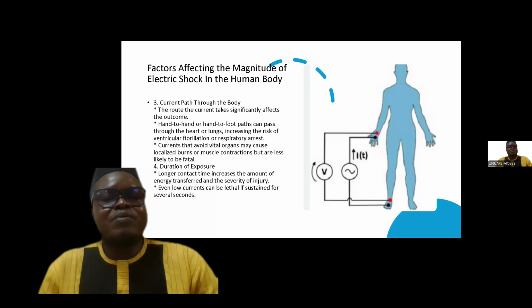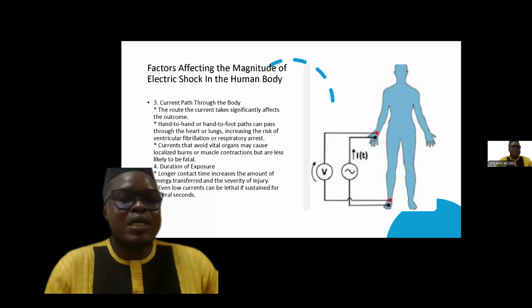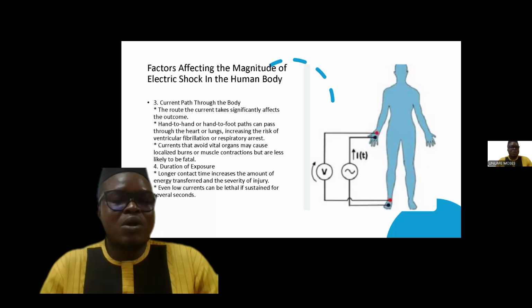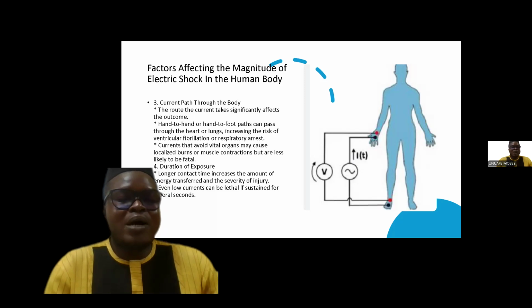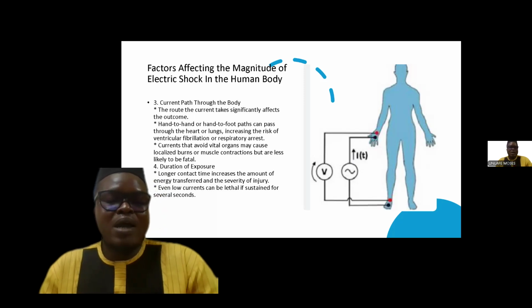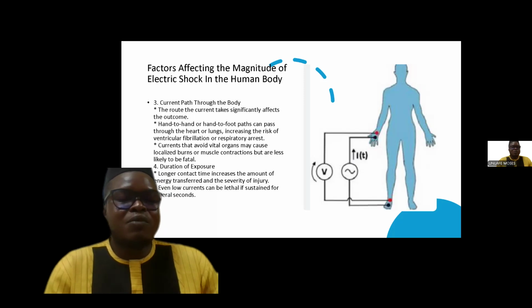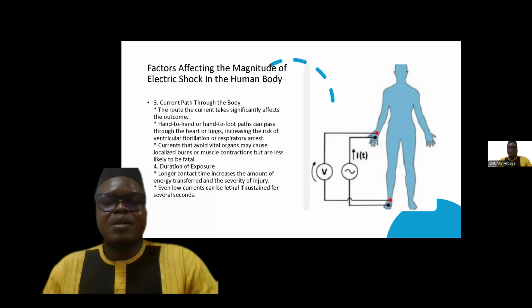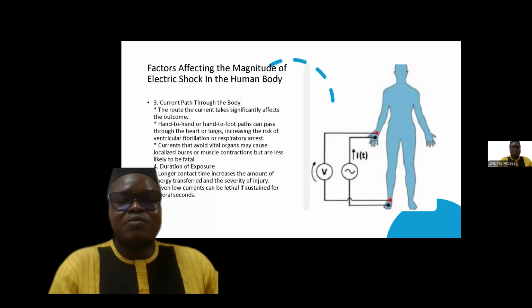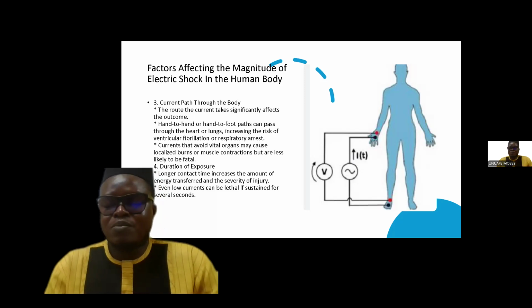Another factor that affects the magnitude of electrical shock is the duration of exposure. A longer contact increases the amount of energy transfer and the severity of injury. Even a low current can be lethal if sustained for several seconds.